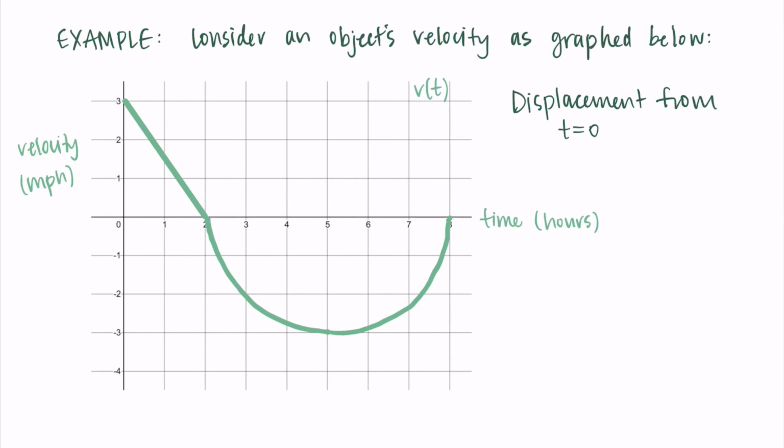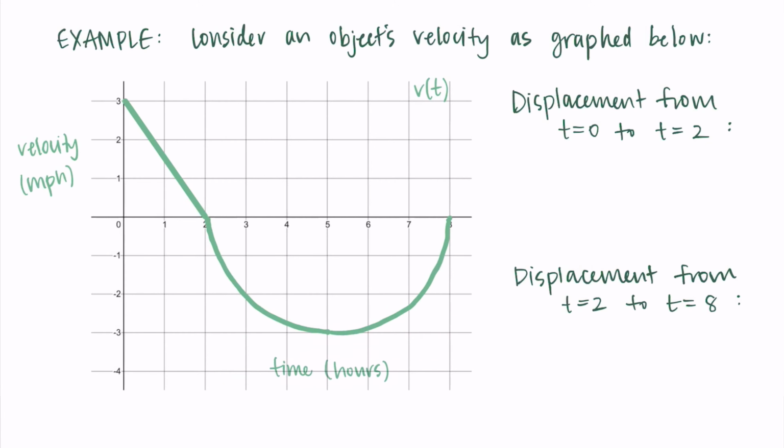So let's find the displacement from time is 0 to time is 2, and the displacement from time is 2 to time is 8. And I'll just move this time out of the way so that we have some more room to work with.